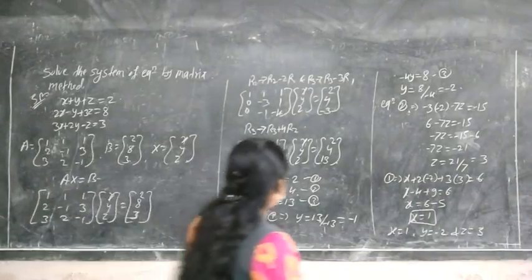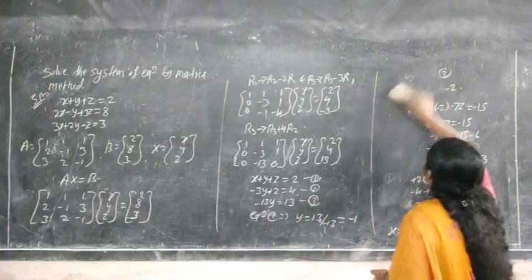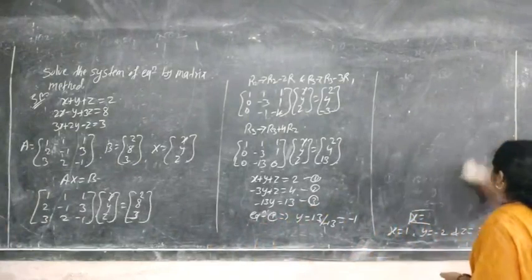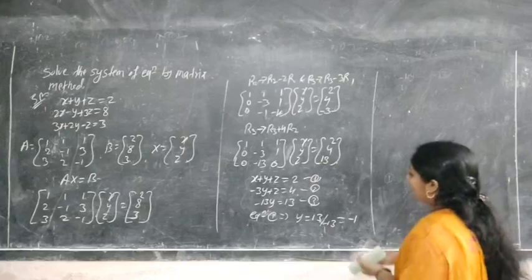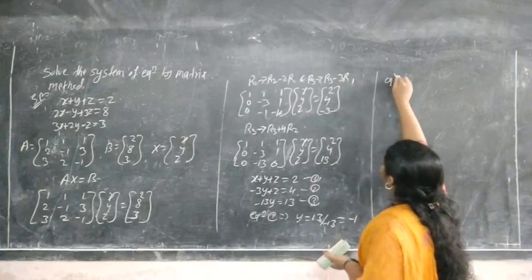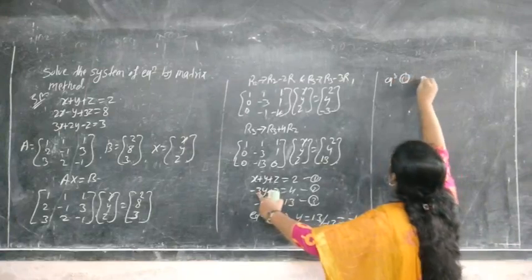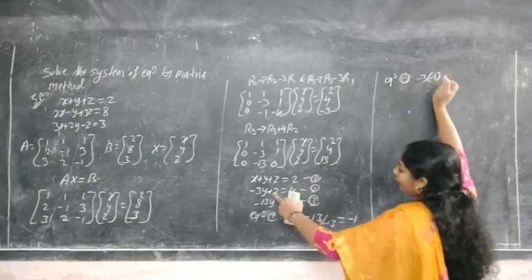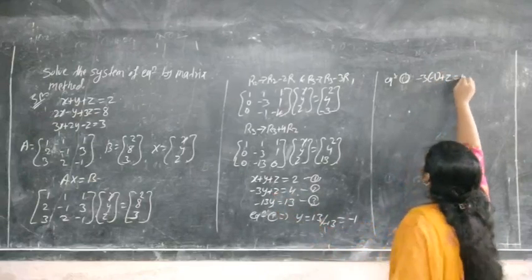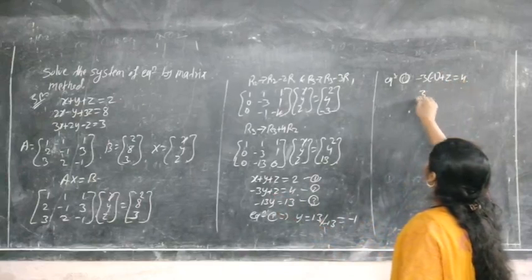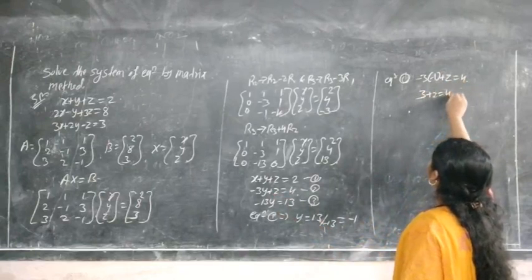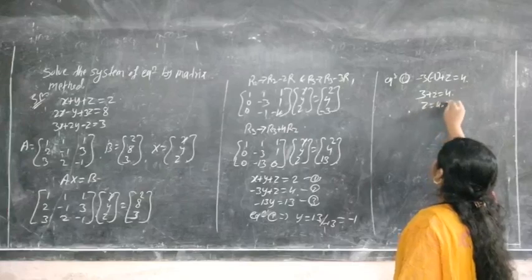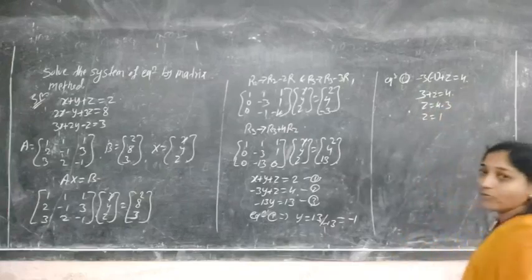Next, try to find the value of z using equation 2. So if you consider equation 2, what is equation 2? Minus 3y, and what is the value of y we got? Minus 1. So minus 3 into minus 1 plus z is equal to 4. So minus 3 into minus 1 is plus 3, plus z is equal to 4. So you will get z is equal to 4 minus 3. So z is equal to 1.